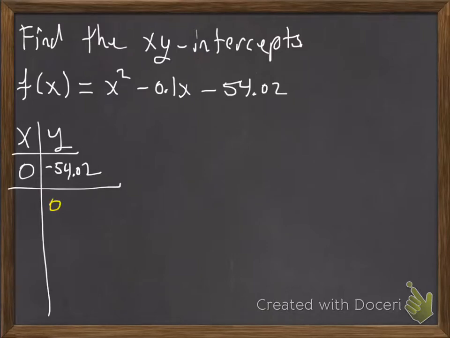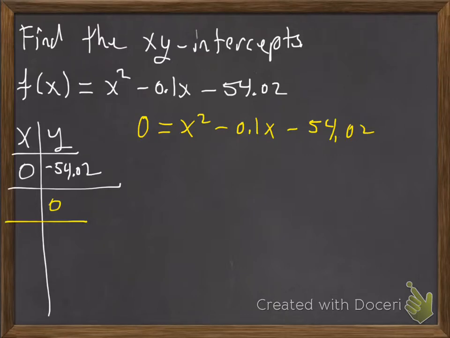Now what we'll do is we're going to plug in the 0 for y this time. Well, there's no y. Y is f of x. So remember, y is f of x. And so the whole entirety of f of x is going to be replaced with 0. Okay. So 0 is going to be equal to x squared minus 0.1x minus 54.02.